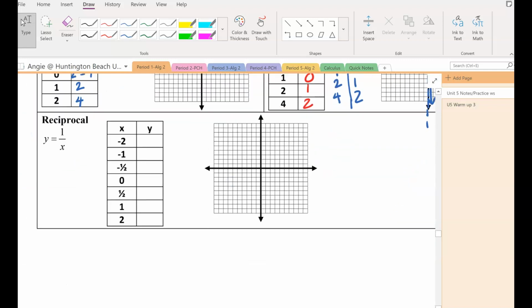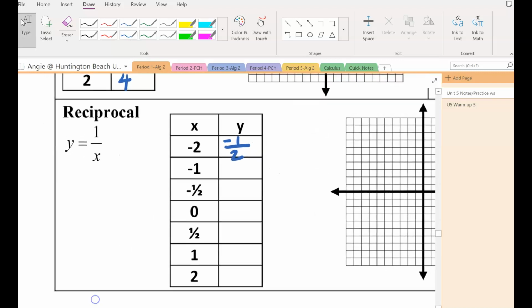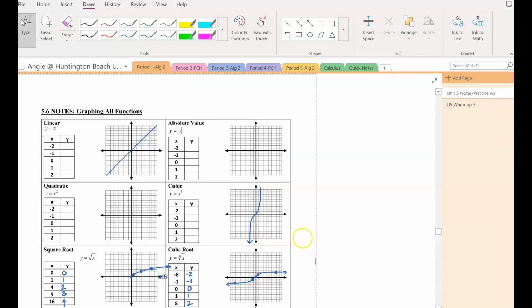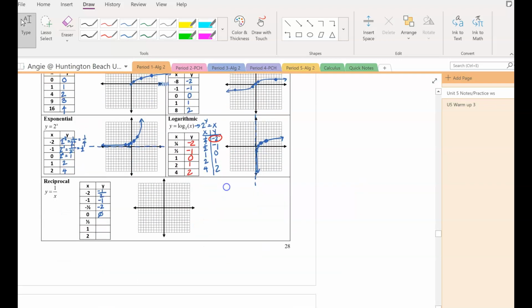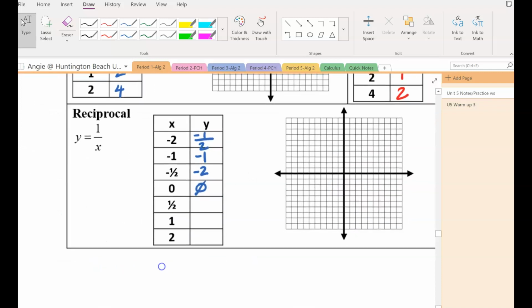Now we have one more function here called the reciprocal function. So when x is negative 2, y is negative 1 over 2. I'm going to make it a little bit bigger so I can write it. When x is negative 1, y is negative 1. When x is negative half, y is now negative 2. X can't be 0, so that will give us an asymptote there. And when x is 1/2, it's now positive 2.